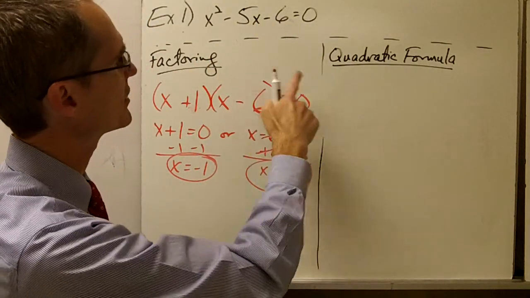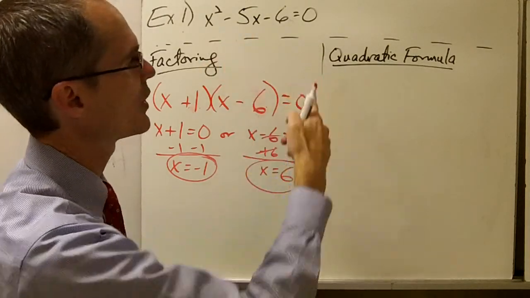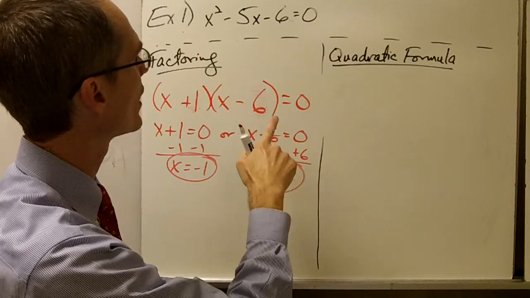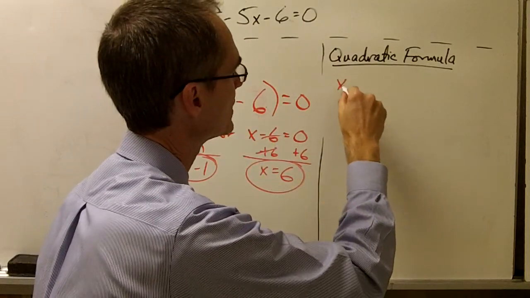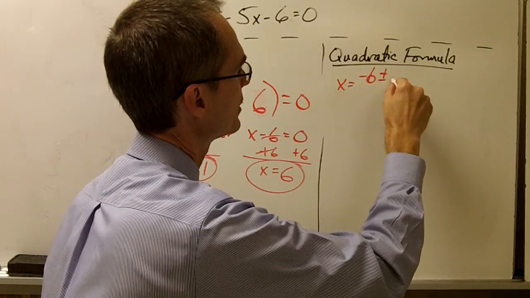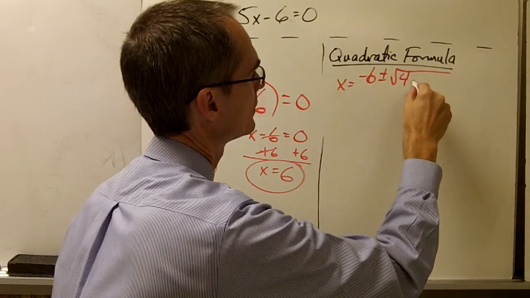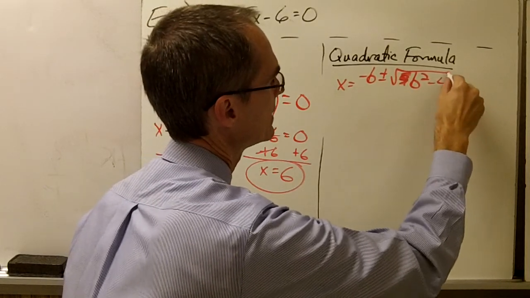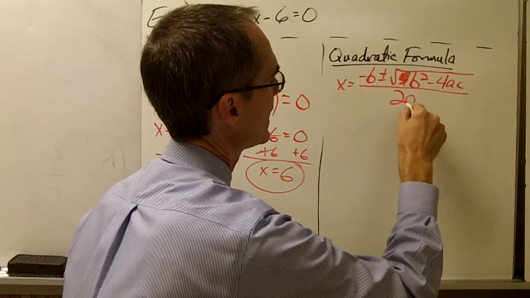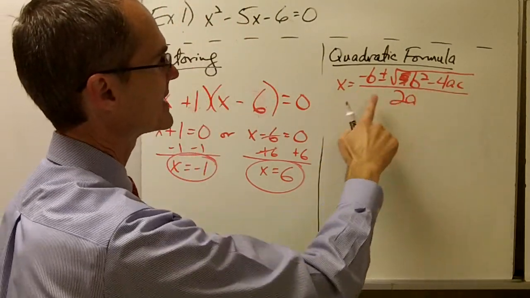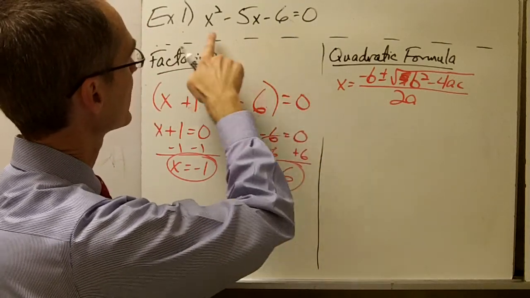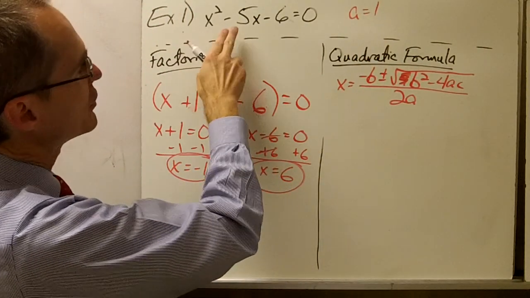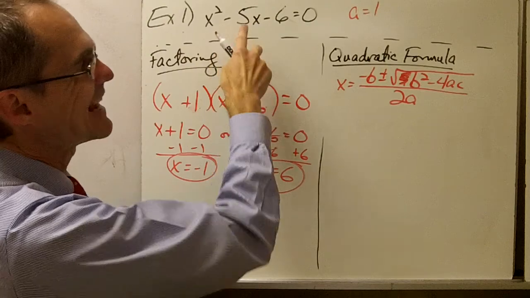Well, let's see what it looks like to solve this same quadratic equation using the quadratic formula. So first thing I want to do is note what my values are going to be for a, b, and c, because what I'm going to be using is x equals negative b plus or minus the square root of b squared minus 4ac divided by 2a. So I want to make sure I know what my values of a, b, and c are. Well, for this particular quadratic equation, my a value equals 1. My b value, notice my b value is not 5, it's negative 5.